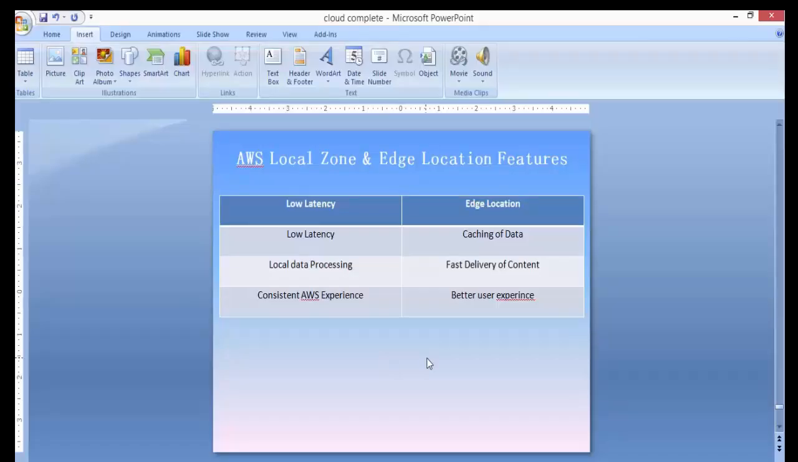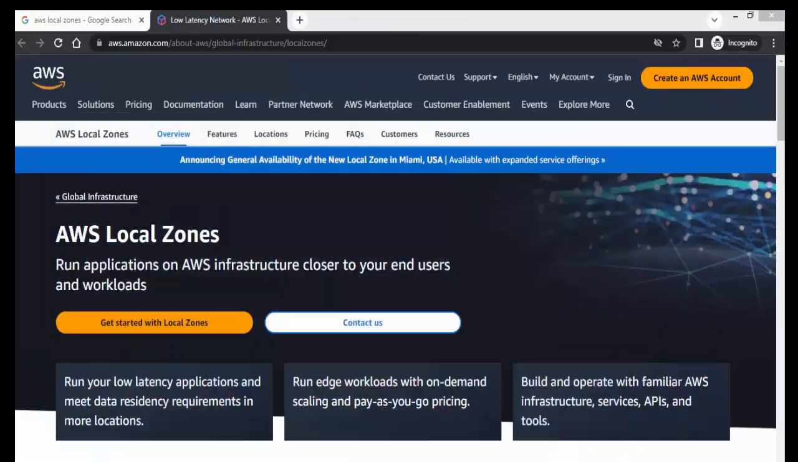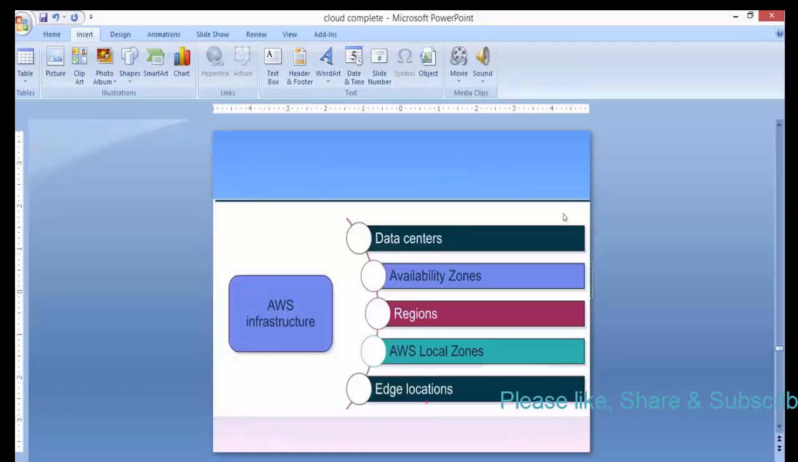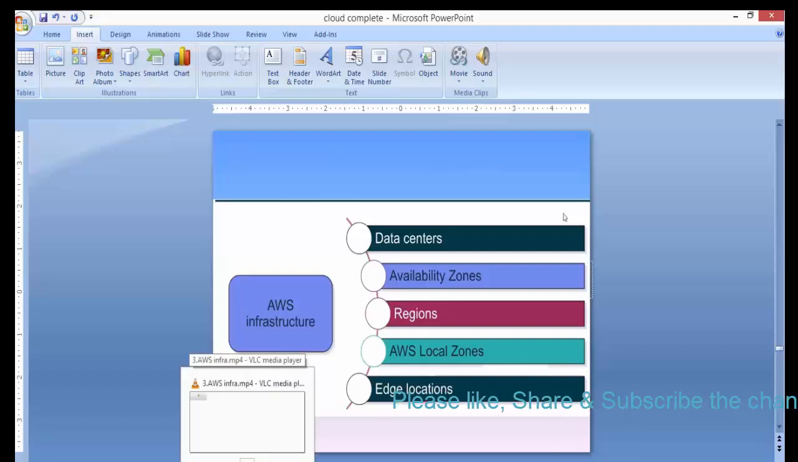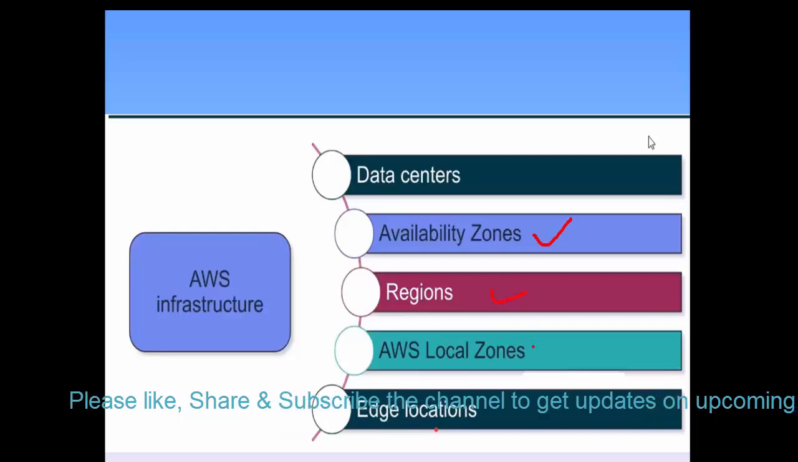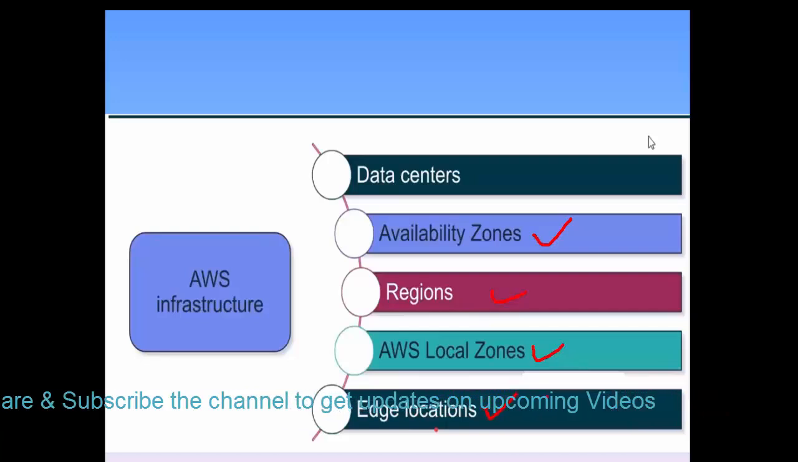So this is all about the infrastructure. This is the entire diagram; each topic we will discuss one by one, like storage, EFS, and everything we will discuss in detail. Hope all the 5 points that I told you in the beginning of this topic are clear: we discussed data centers, availability zones, regions, local zones, and edge locations. So this is all about the AWS infrastructure.